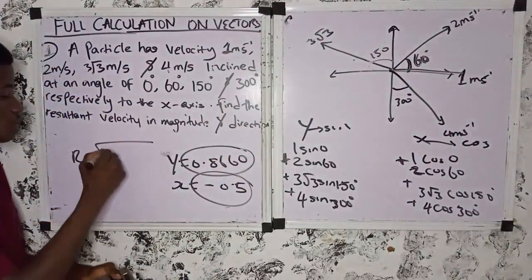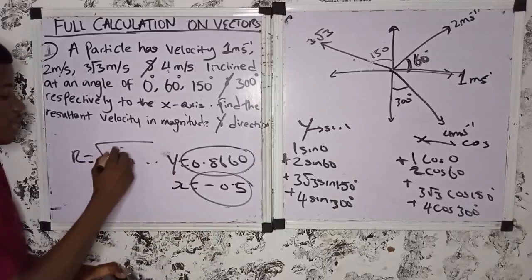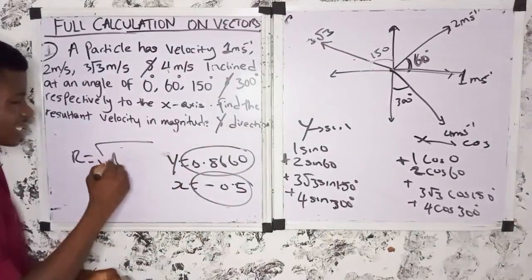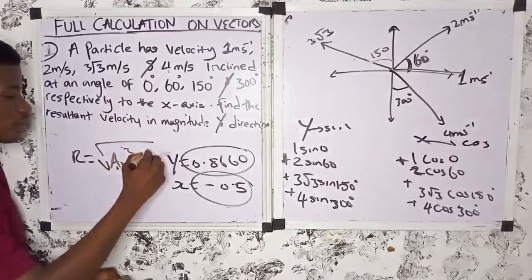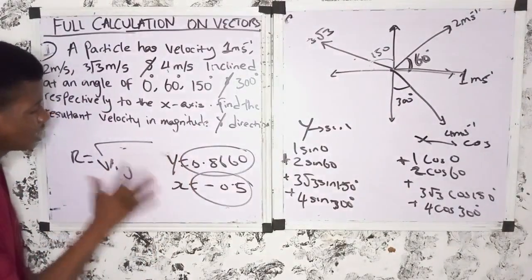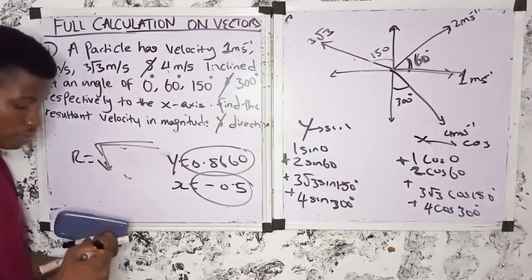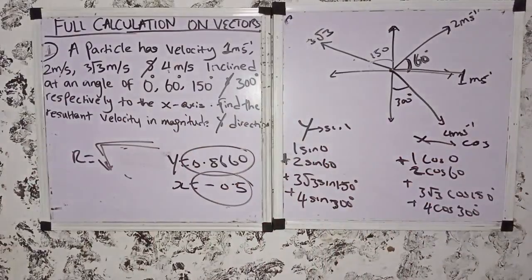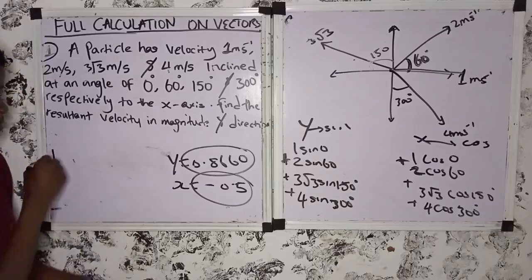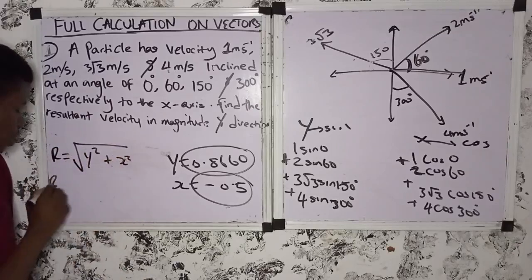R is equal to root y square plus x square, right? Or you can say a square plus b square, where a will be y, b will be x. Anyone works, so let me use y. I'm going for the resultant. So R will be equal to root y square plus x square, right?